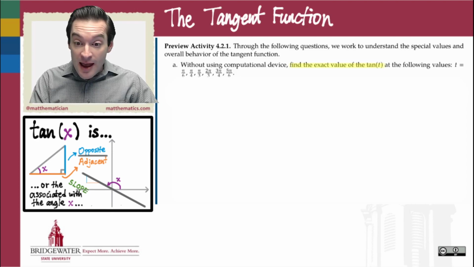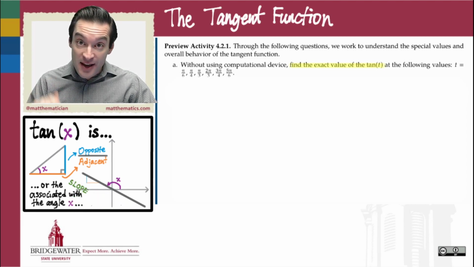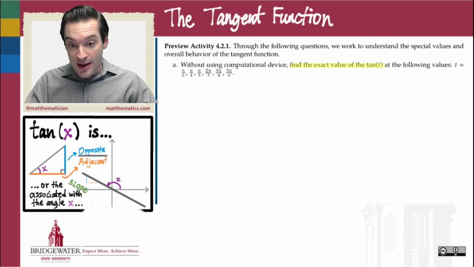We can think of it as the slope of the line that's made with an angle of x to the positive x-axis. That slope is equal to the tangent of x. So that's another way to think about how to compute a tangent.